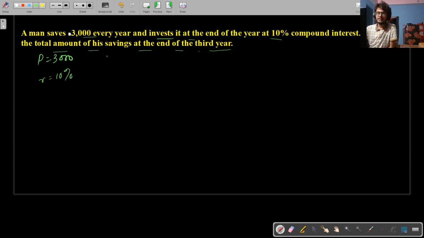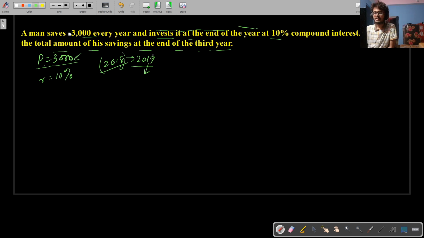So for the first year he saves 3000, right? But he invests it at the end of the first year, which means he will not invest it at the beginning of the first year. He saves 3000 for the entirety of the year. Let's say this started at 2018. So this person started saving from 2018, saved the entire year, and invested it in 2019, because he needs the entire year to save 3000 rupees. So his first year will not be 2018, it will be 2019, right?